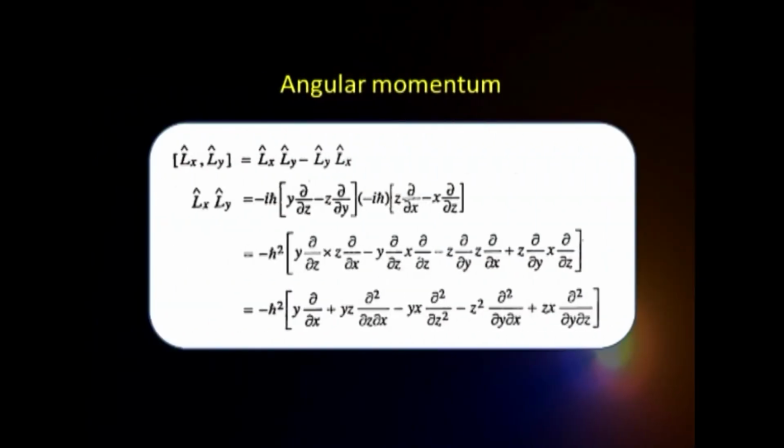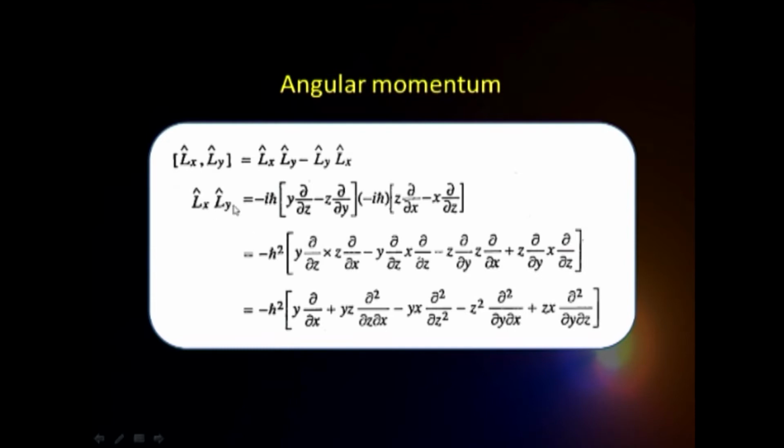Let us look for a proof of what we have said just now. If we have Lx and Ly, these are the two operators in the x and y directions. Commutation means the order of the operation should not matter. So, LxLy minus LyLx should be equal to 0, then we say they commute. We have shown an example where we can see whether they commute or not.